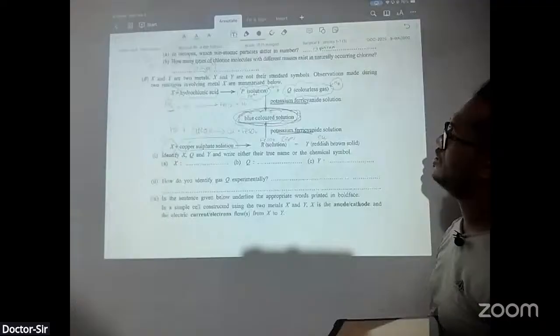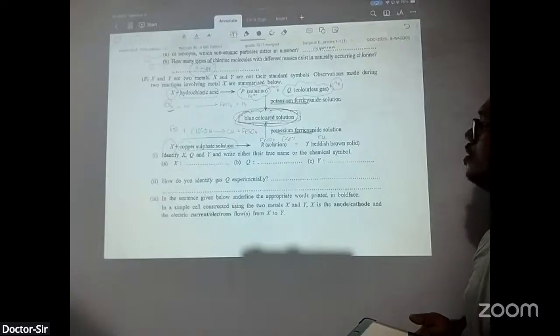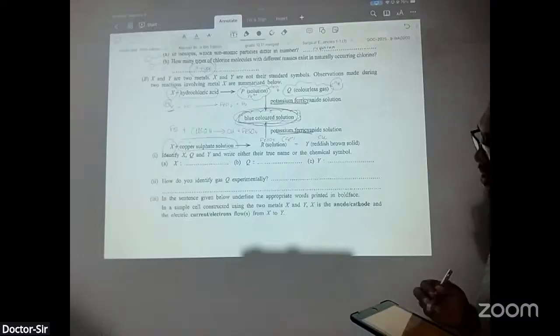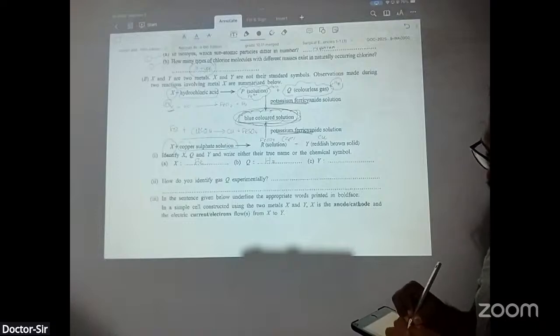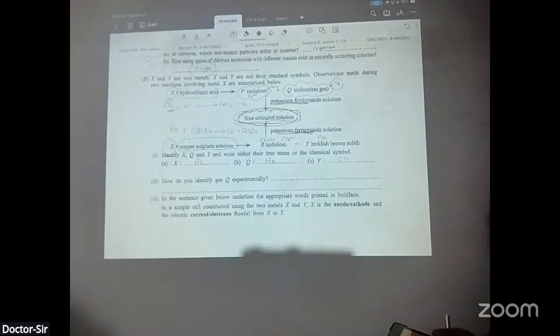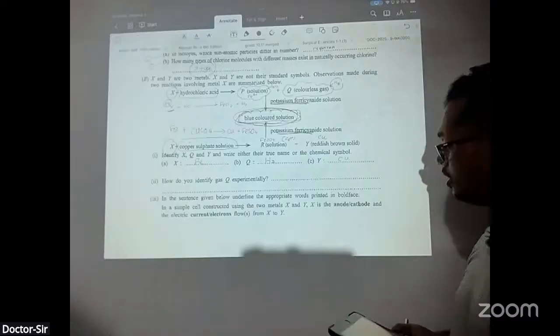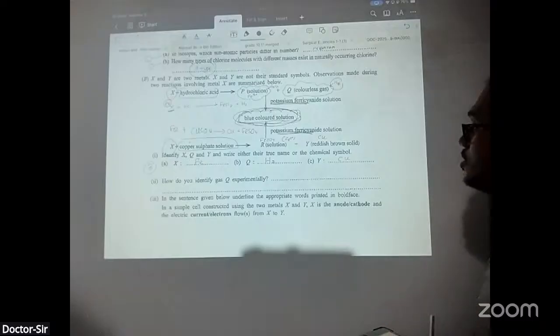Now we can identify the chemical formulas. What is X? X is iron. Then Y is copper. Q is hydrogen. Here: ferrous, H2 or copper. You can write down the name as well, but marks are given for both. Each part you can get 1 mark, so completely here 3 marks.